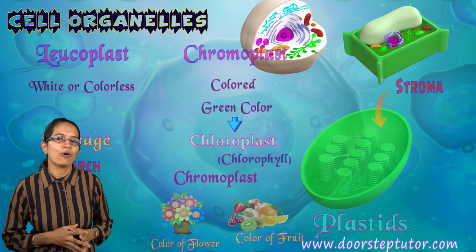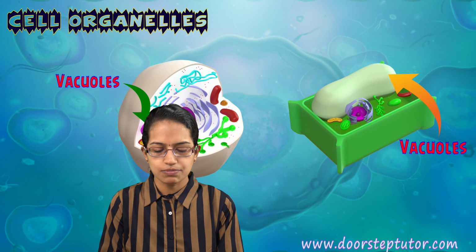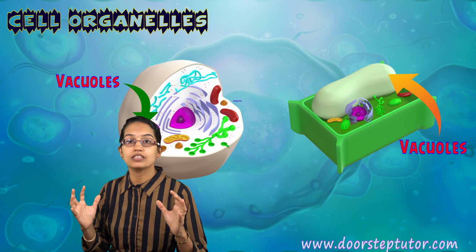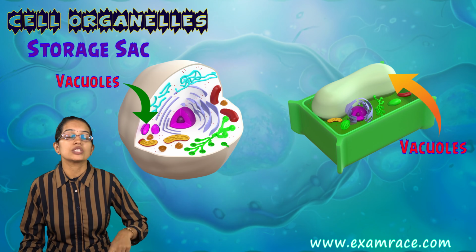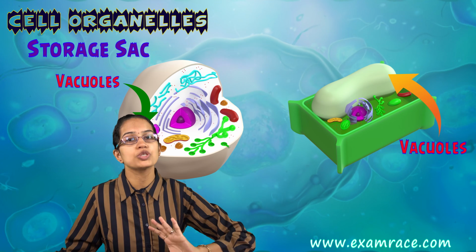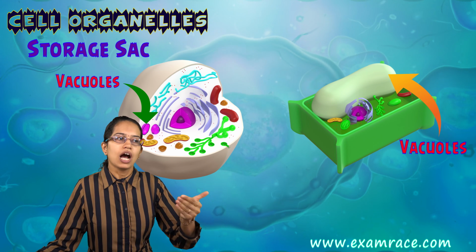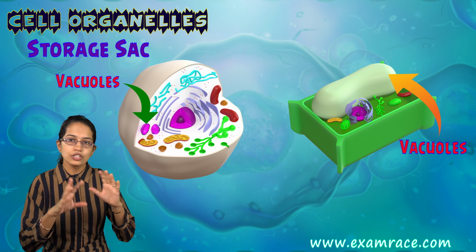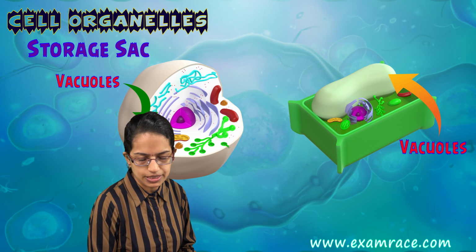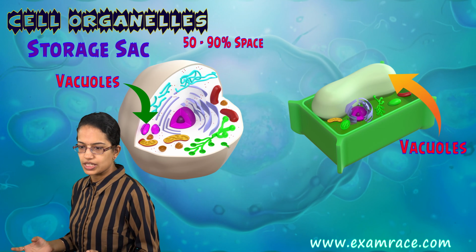The next important component is the vacuole. Now the vacuole is a huge empty space, but this empty space is actually the storage sac of the cell. In a plant cell, there is one big vacuole which pushes the nucleus towards the side, as we have already seen in class 7. However, in the animal cell you have a smaller size and a numerous amount of vacuoles. These vacuoles usually occupy 50 to 90% of the cell.